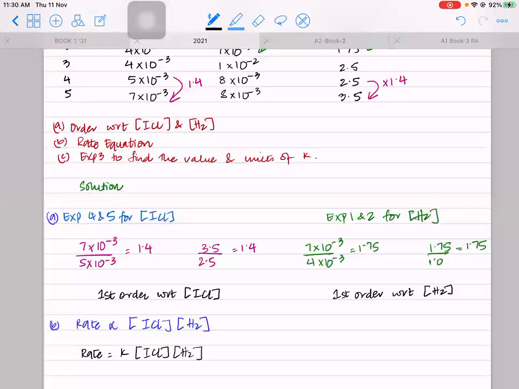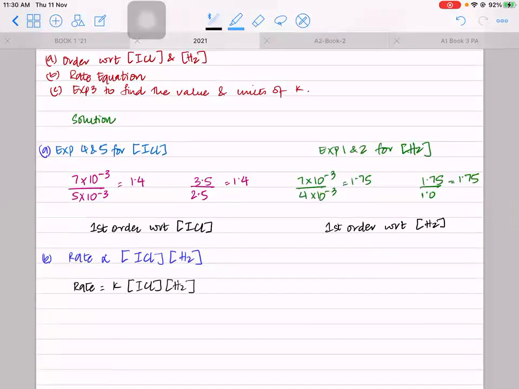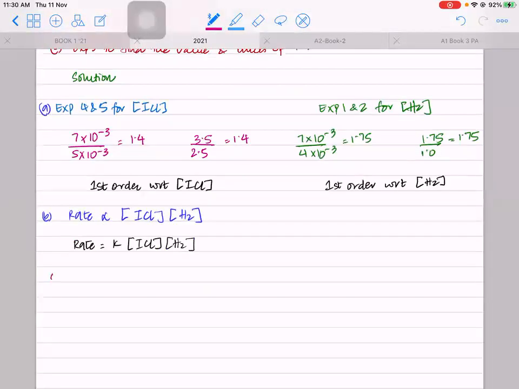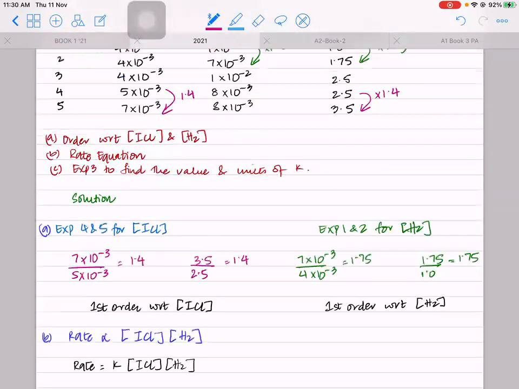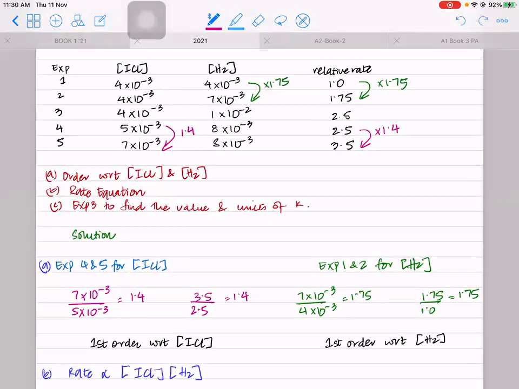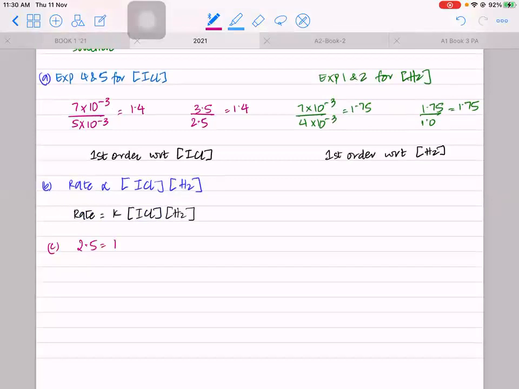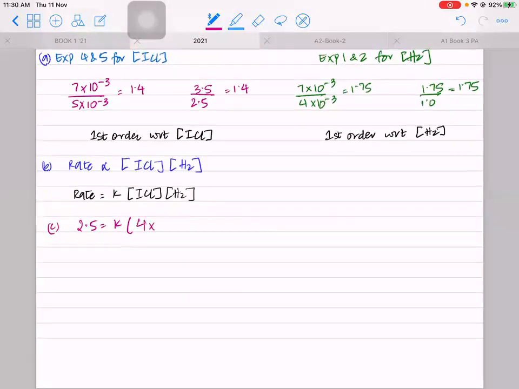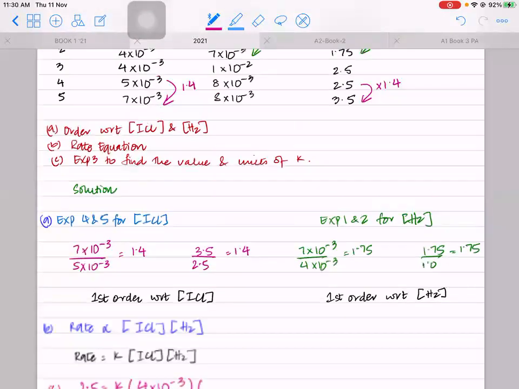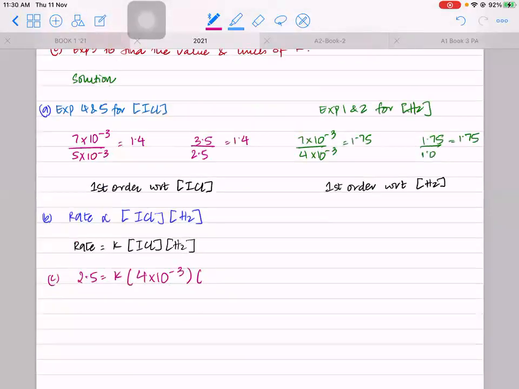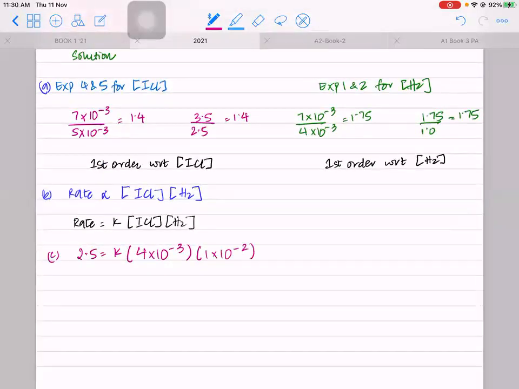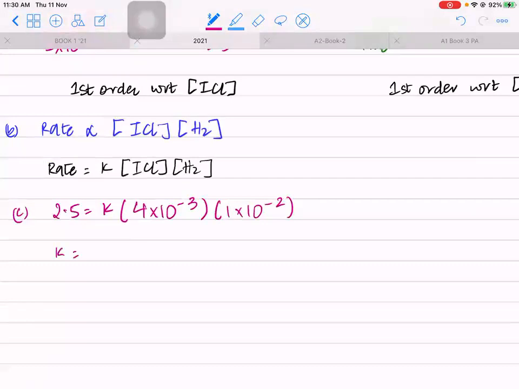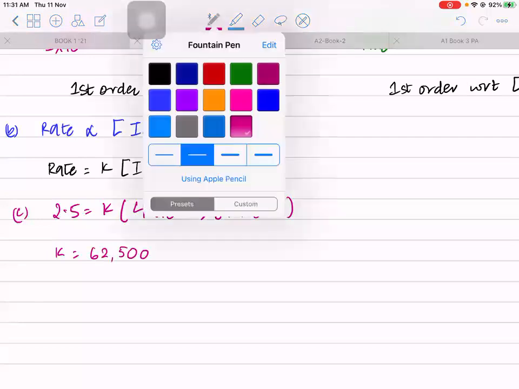Then they're saying use experiment 3 to find the value and units of k. So let's see how we do that. In experiment 3, what is the rate? The rate in experiment 3 is 2.5. So 2.5 equals k, which we don't know, times the concentration of ICl, which is 4 × 10 to the power minus 3, and then the concentration of hydrogen, which is 1 × 10 to the power minus 2. Then you calculate the value of k, which comes out to be how much? 62,500.